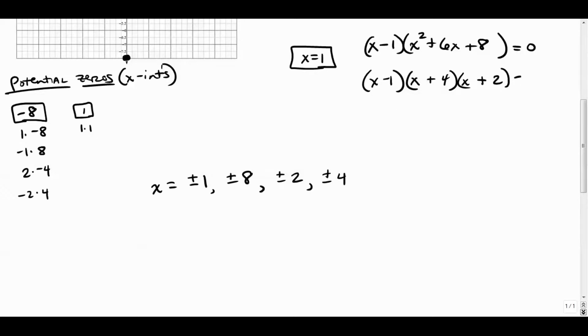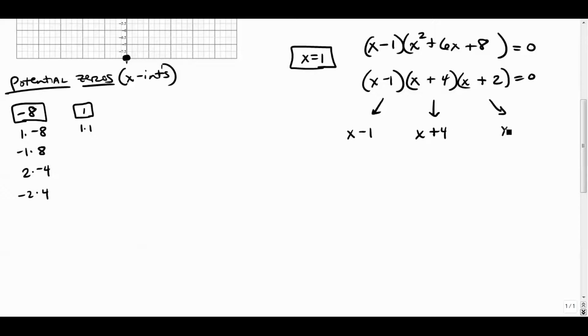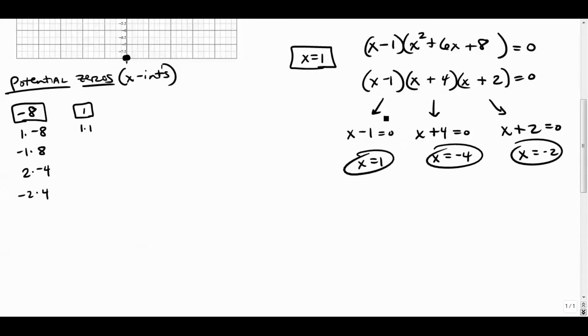So this is the equivalent right here. This is the equivalent of our original function. And this will give us our three zeros, or 3 x-intercepts. So we have x equals 1, x equals negative 4. I'm solving each of these separately. These are my 3 zeros.